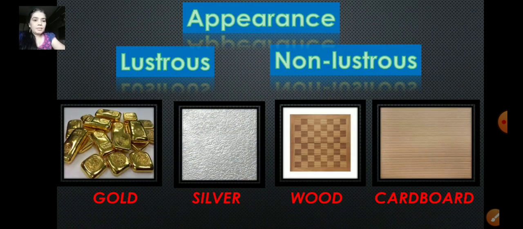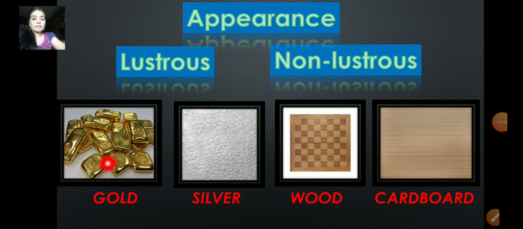So appearance is divided into two, lustrous and non-lustrous. Lustrous means the things which are shining, for example, gold and silver. And non-lustrous are those that are not shining, for example, wood and cardboard.